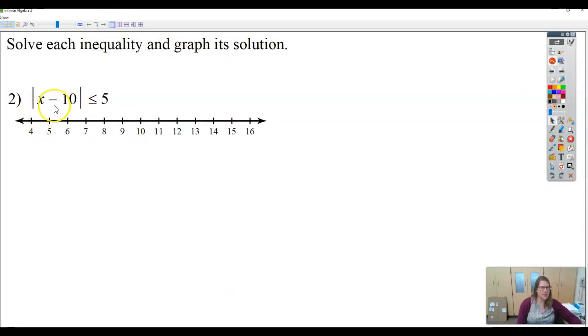So I've got x minus 10 inside, I've got a less than 5. I don't have anything outside again. So because I have nothing outside, I can go right into breaking this into two problems. One looks exactly the same, just with no absolute value bars. The other has a negative 5 instead of a positive 5 across the inequality. But because it's negative, I have to flip that inequality around, okay?